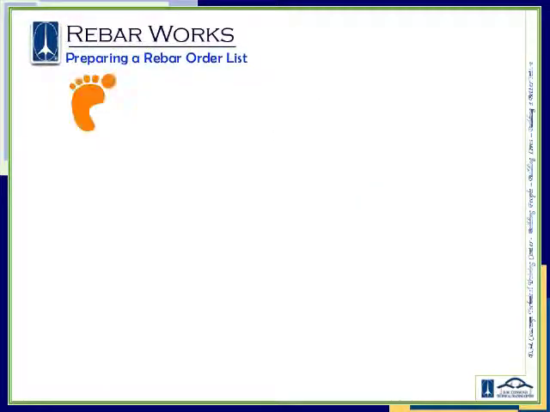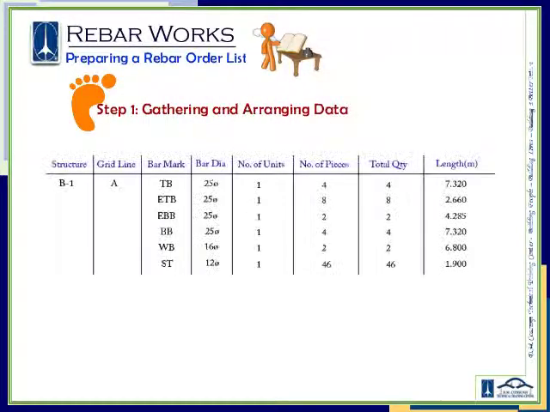Step 1. Gathering the necessary data and arranging it is the key. Let's look at the sample. Part of the structure is identified by its name. The grid line is where the structure can be found or located. The bar mark is the location of rebars within the structure. The bar diameter is the required rebar diameter.